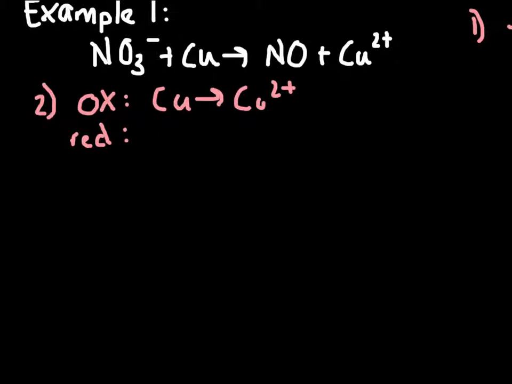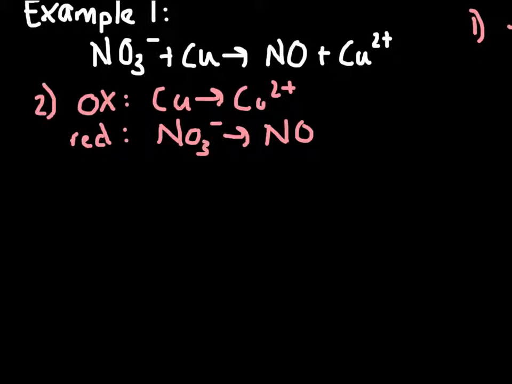So let's look at our reduction. We have nitrogen, which is NO3, going to NO. Again, because we're just looking at the reduction reaction, nitrogen's the one being reduced, not oxygen, and it's a 1-to-1 ratio. Therefore, it is already balanced. This part has been made easy for us.